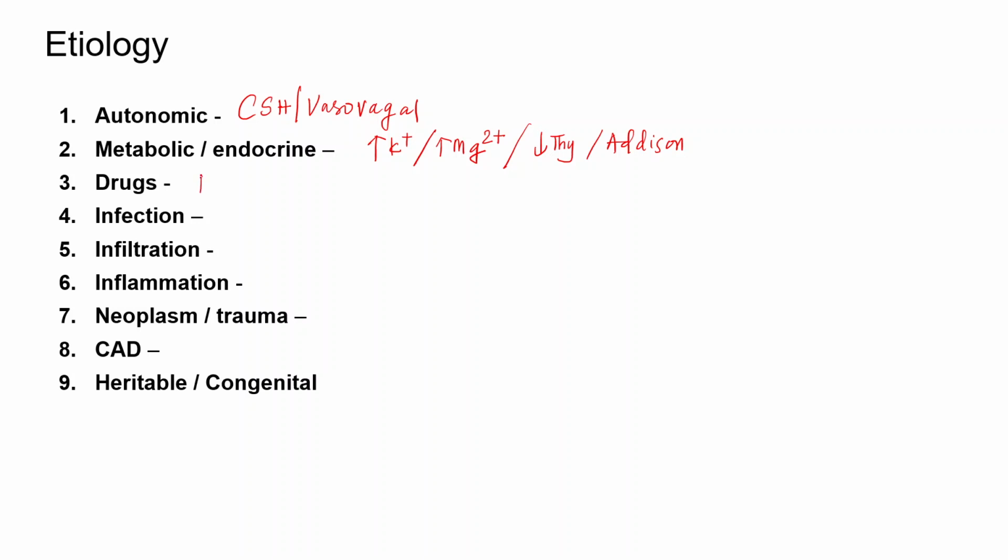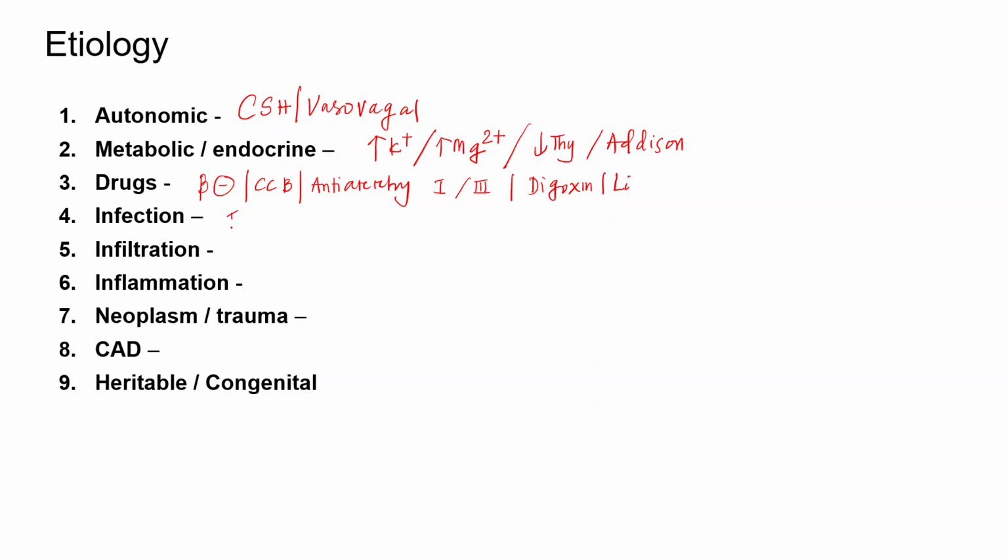Drugs, you must be familiar with: the beta blockers, the calcium channel blockers, then the antiarrhythmics, especially class 1 and 3. Then digoxin has a vagomimetic effect, and also lithium. So all these drugs can cause AV nodal conduction blocks.